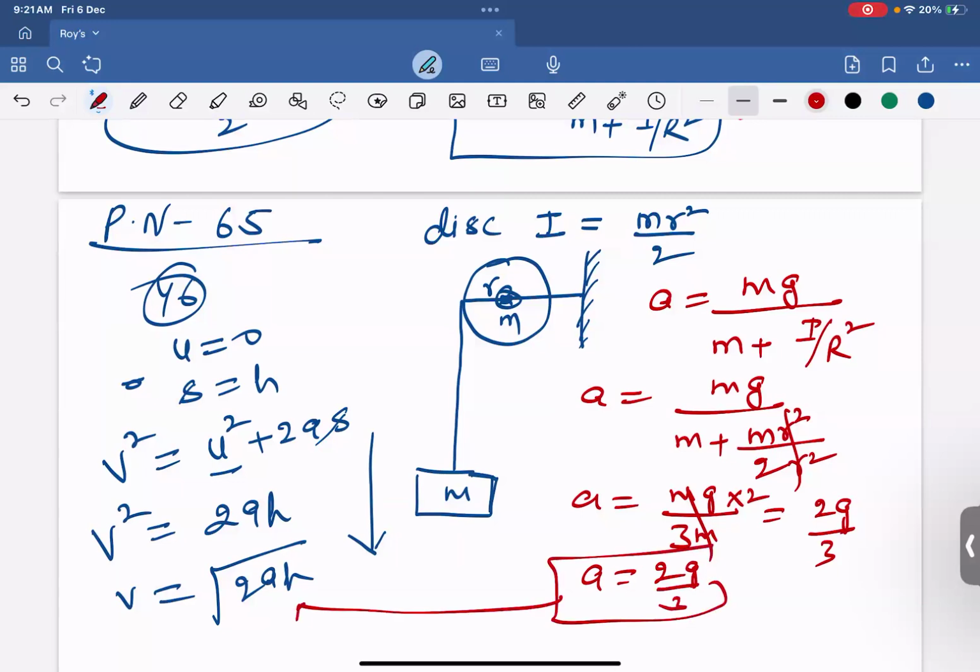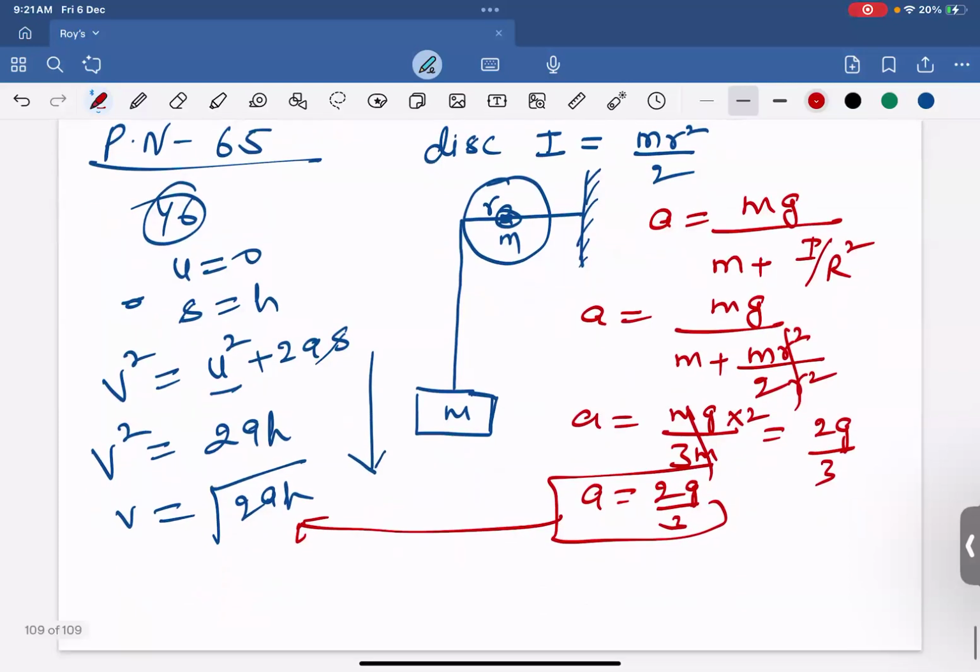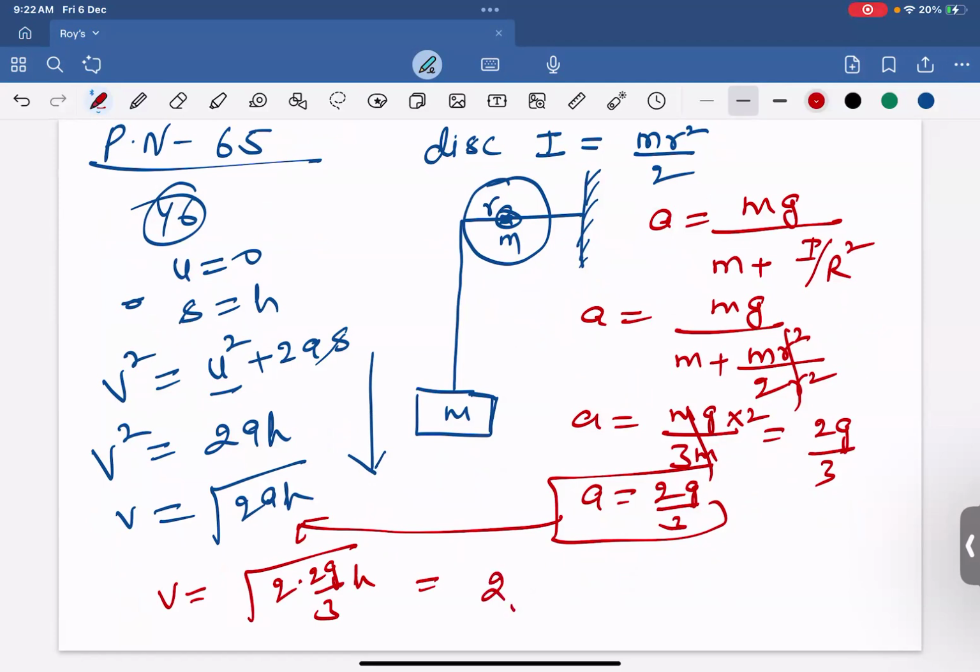So if I put this value here, then velocity I should get as under root 2 into 2g by 3 into h. I can take 2 outside because it's 2 square. The rest all will remain inside. So 2 outside, under root gh by 3. That is the answer I am getting, and that is option number 3 here. Please check yourself and make a note.